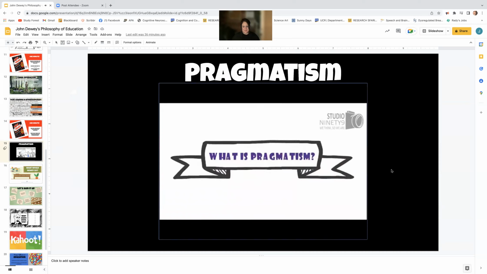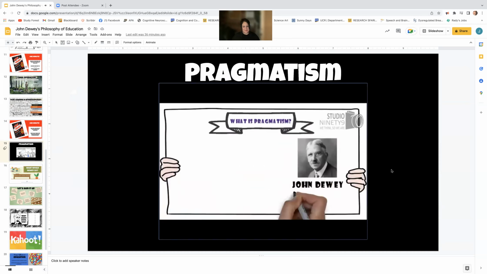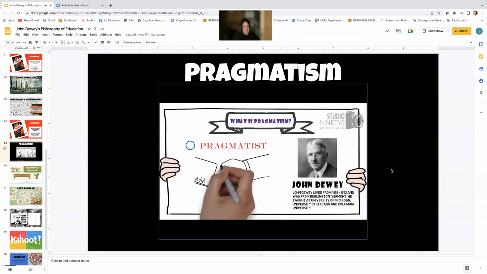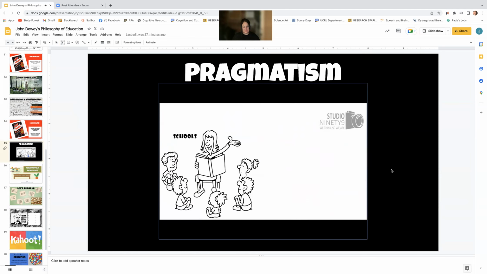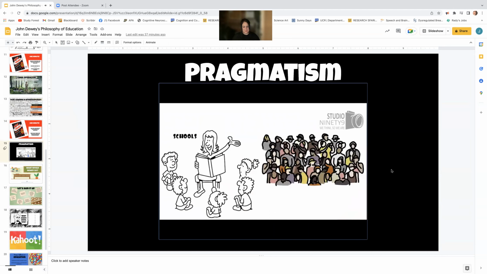What is pragmatism? John Dewey lived between 1859 and 1952, and he was from Burlington, Vermont. He taught at the University of Michigan, the University of Chicago, and Columbia University. He was a philosophical pragmatist and was fundamentally committed to democracy. He focused on schools and civil society to promote the achievement of democracy.